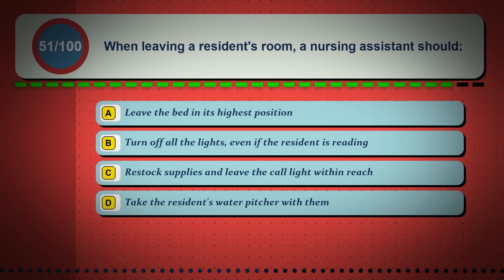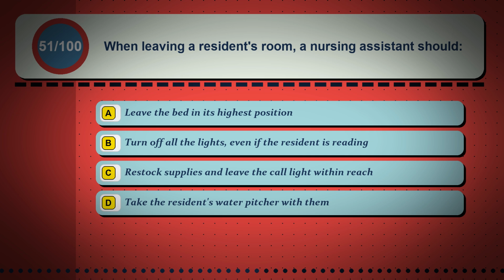Question 51. When leaving a resident's room, a nursing assistant should: Option A, leave the bed in its highest position. Option B, turn off all the lights, even if the resident is reading. Option C, restock supplies and leave the call light within reach. Option D, take the resident's water pitcher with them.